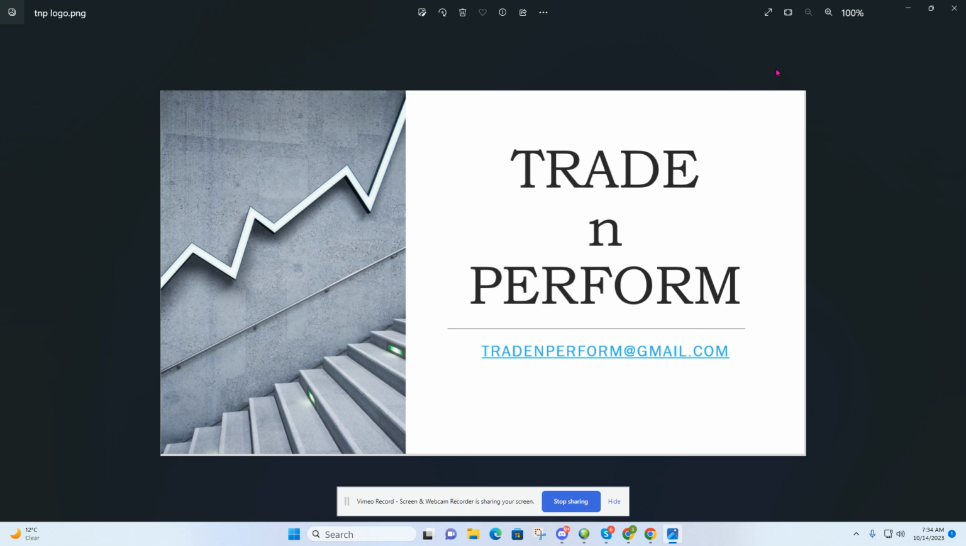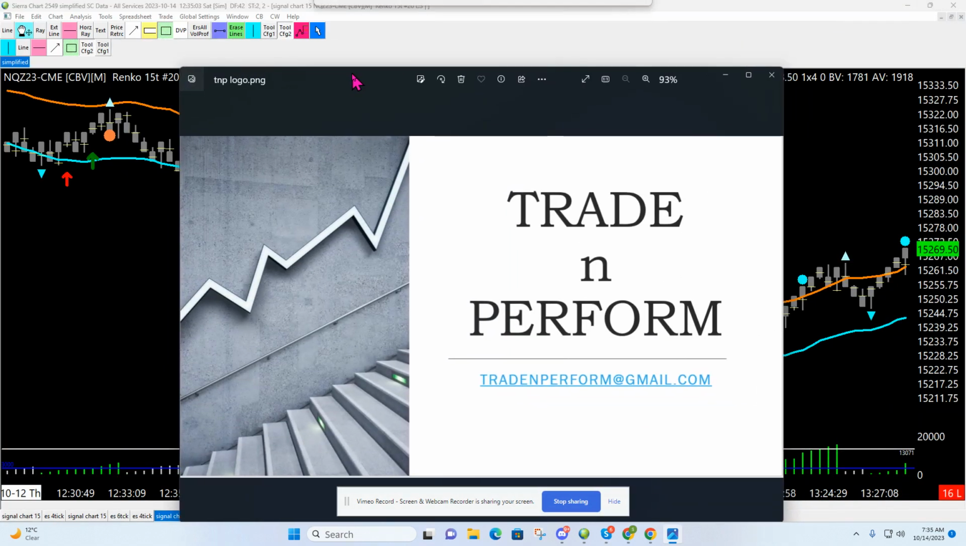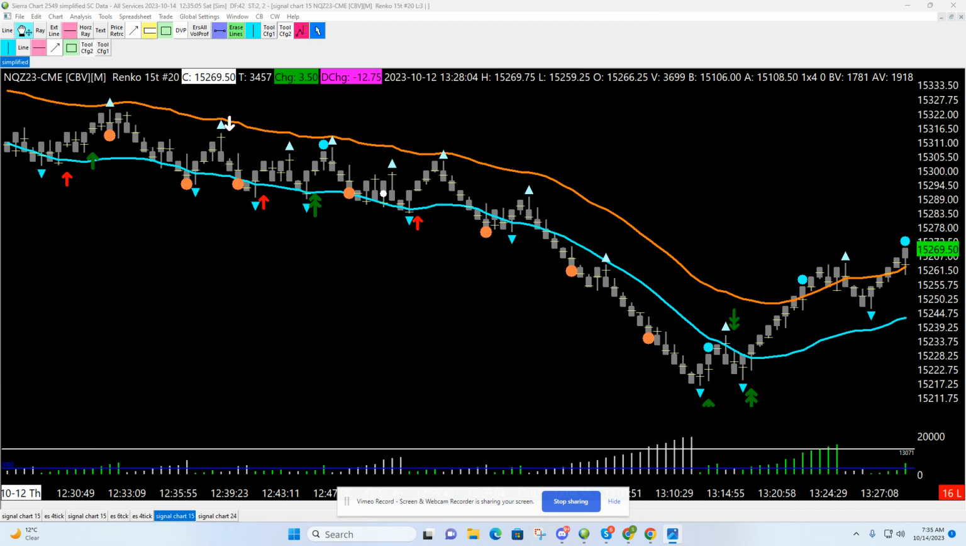I'm going to give you three variations on it, starting with the basic, the highest odds, and then the third highest odds on the trade. And we'll follow it on NQ, and then we'll look at it on ES. So here we go. And it's 7:35 in the morning. I'm going to try to get this done in 15 minutes.